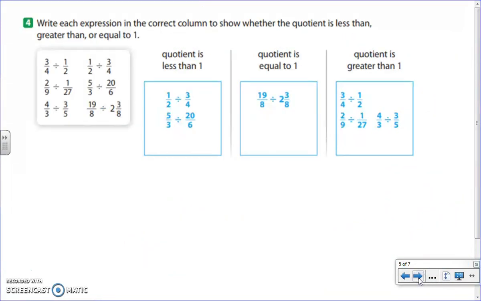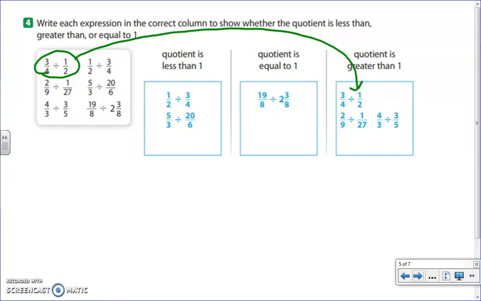The next one says write each expression in the correct column to show whether the quotient is less than, greater than, or equal to 1. So this one pretty much speaks for itself. What you need to do is find the quotient of each of these 6 different division problems. The quotient is the result of a division. So you can see that 3/4 divided by 1/2 is in this column. I'm going to let you look at which one goes where.